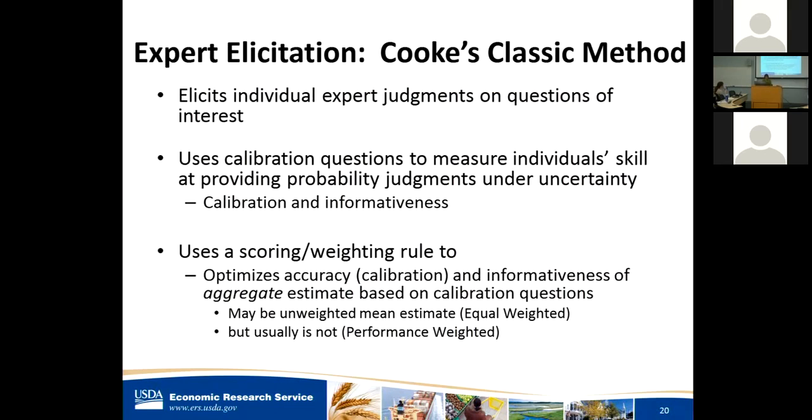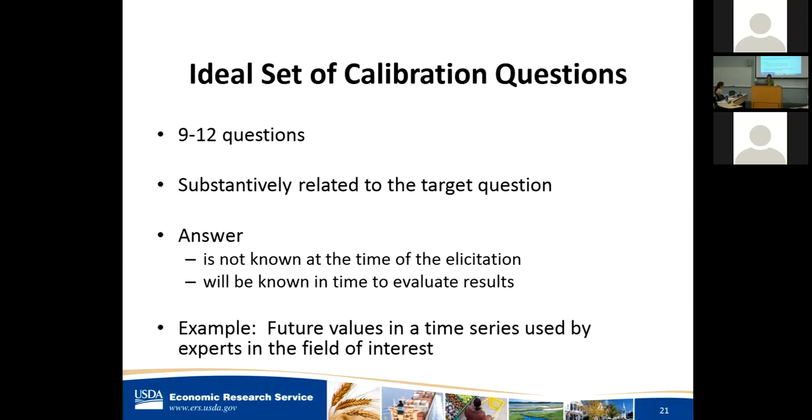The optimal aggregation tries to optimize both how accurate people are and how informative their judgments are. It could be that the optimal is just an unweighted average of all the experts' distributions. But usually it turns out that some type of what Roger calls a performance-weighted average will perform better. And in fact, we found in this study that we got better performance from a performance-weighted aggregate.